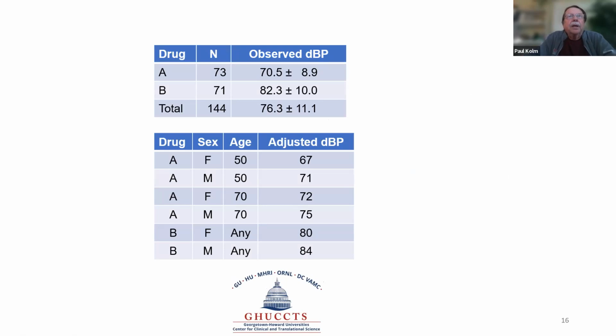And then we have here our observed values, blood pressure values between the two groups. And so we can see that group A appears to be better as far as lowering blood pressure than group B, 70 versus 82. But if we look at the interaction here of drug and sex, we can see the difference. So drug A for females at age 50 is 67. That's the adjusted from the model.